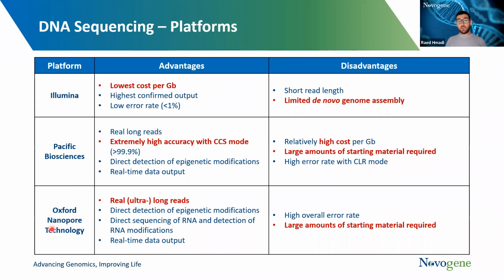And finally, for the Oxford Nanopore technology, we are now able to sequence real ultra-long reads that are even longer than PacBio. We can directly detect epigenetic modifications, and for the first time, we can sequence RNA directly, omitting the cDNA generation step, and we can also detect RNA modifications. All of this can be done with real-time data output. In terms of disadvantages, the limitations of Oxford Nanopore include a high overall error rate and large amounts of starting material that are needed for each experiment.